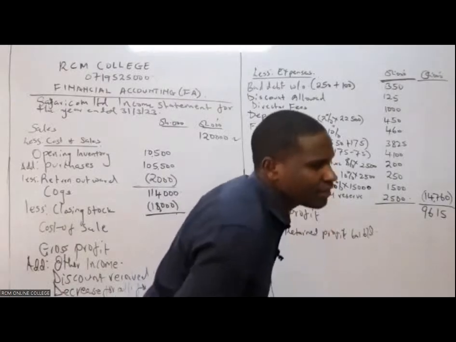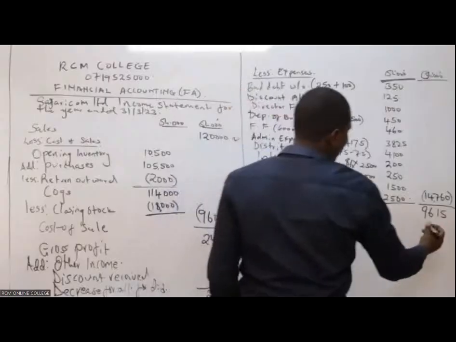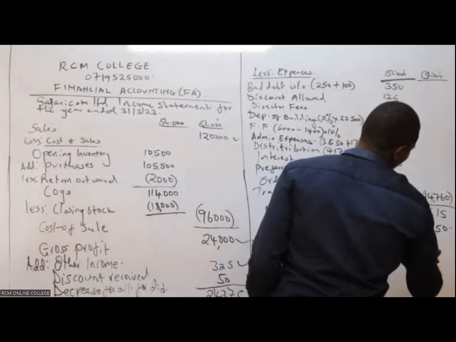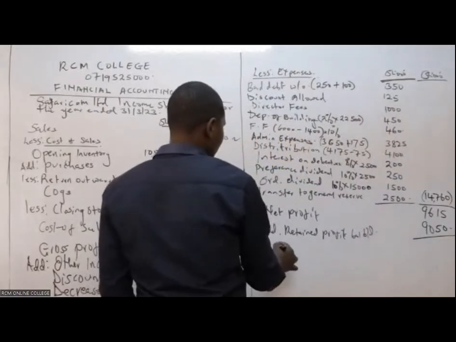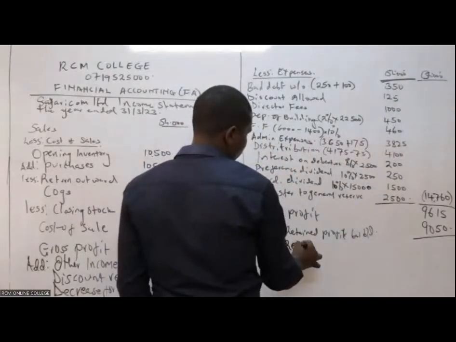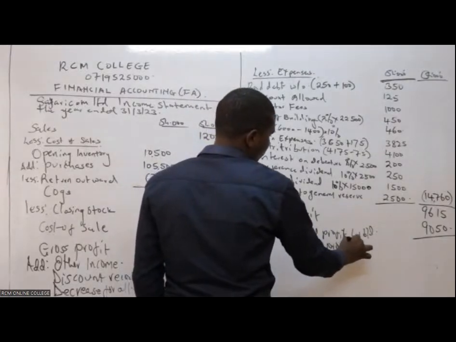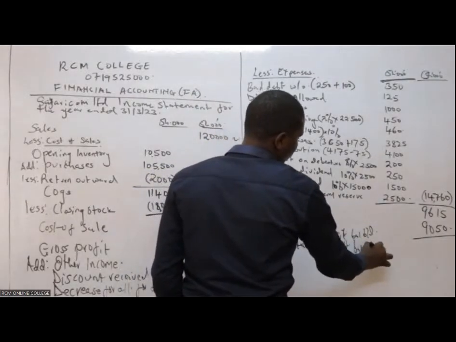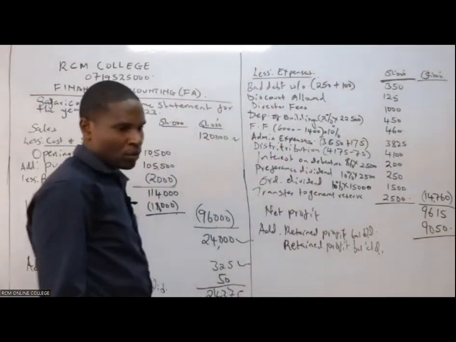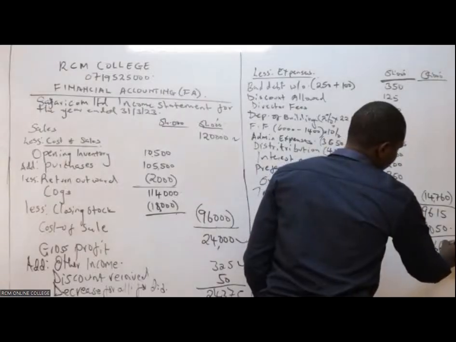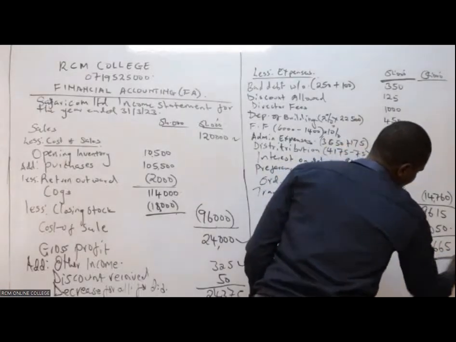So now we get profit for the year, 90, 50. You add that, then you get retained profit balance carried down. Now 18,665. Let's go to the balance sheet very fast.